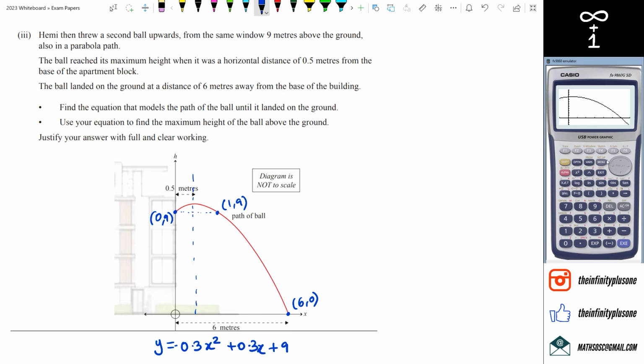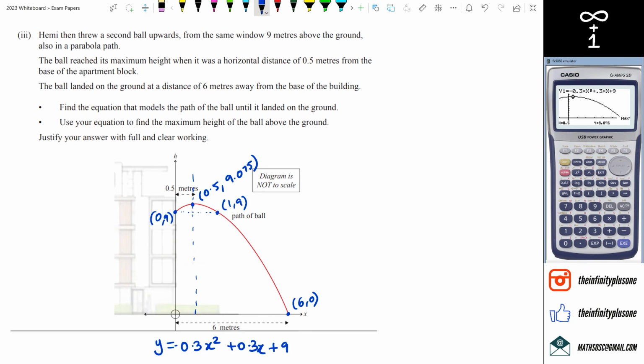Okay, so there's the graph, and I can click on G-Solve and look at the maximum right there. It's going to give me a maximum where x is 0.5 and y is 9.075. So this is all from the calculator. I've figured out that the maximum height is 9.075.